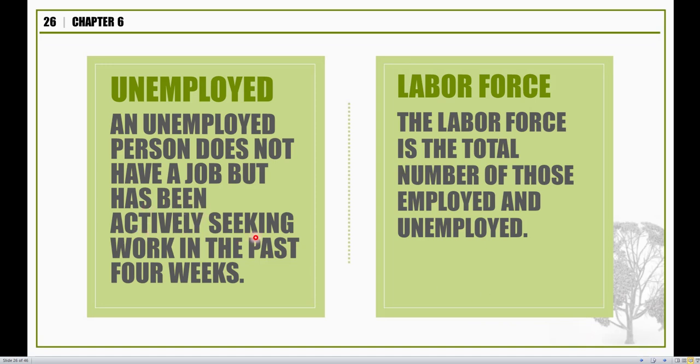So there's actually some type of paper trail that tells us that you have been looking for work. So an active job search says that, hey, you're looking for jobs online and you're actually applying for them. You've gone on interviews. You've done the sort of updating your resume and handing them out. So there's some type of paper trail that makes it some type of active job search.